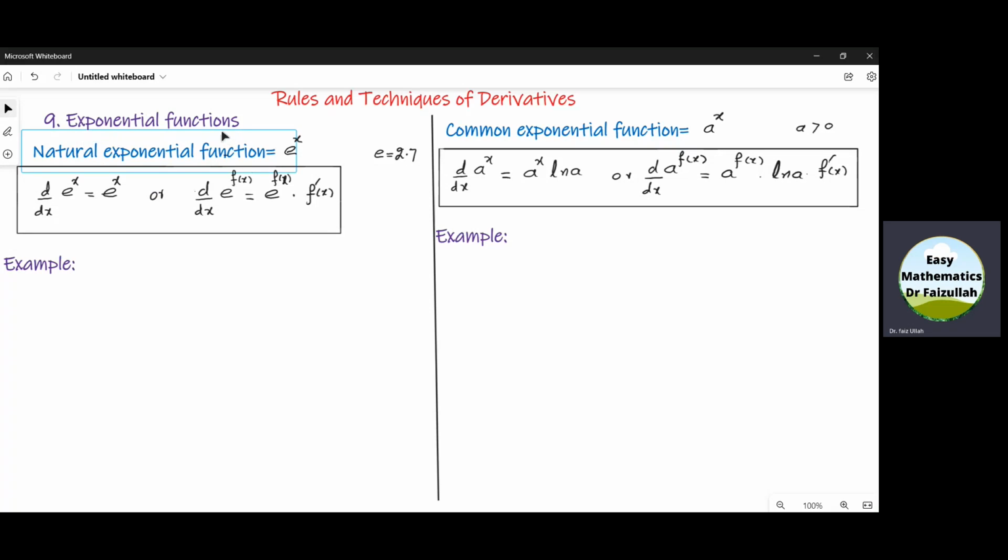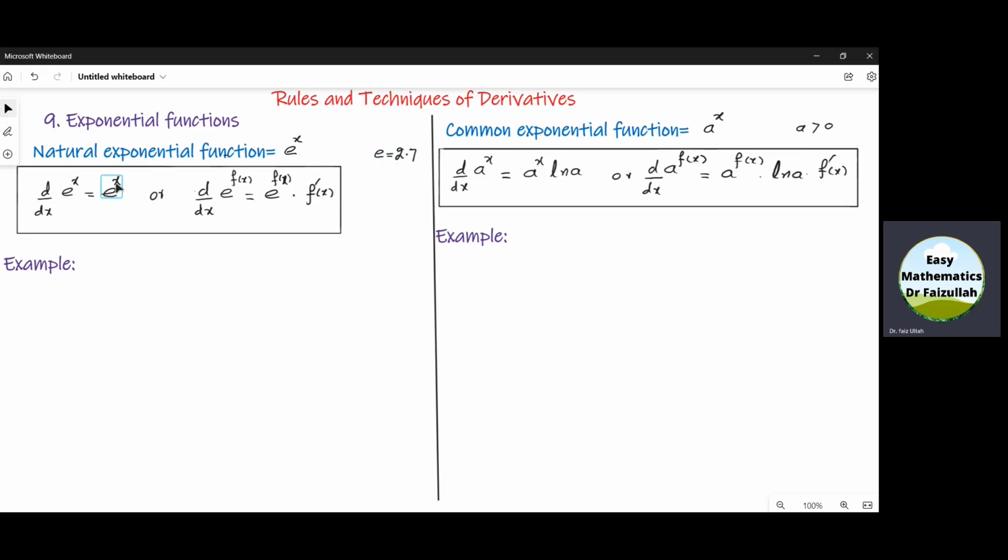Differentiation of exponential functions. There are two types of exponential functions. One is called natural exponential function, denoted by e power x. Here e is a fixed constant 2.718, and the other is called common exponential function, which is given by a power x. a is any non-zero real number. Let us see the differentiation of natural exponential function e power x. So the differentiation of e power x is the same e power x.